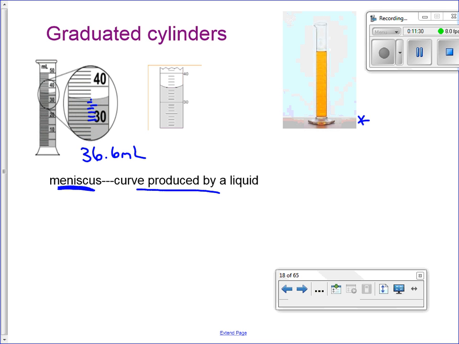On this next one, 30, 31, 32, 33, 34, 35. It looks like we know it to the 1 spot. We have to estimate 1 past it. It's exactly on that line, so we'll put a 0 there. Call that milliliters.